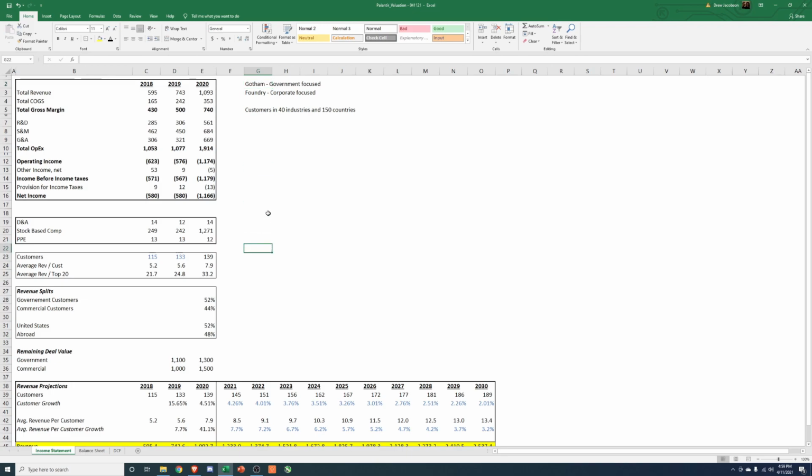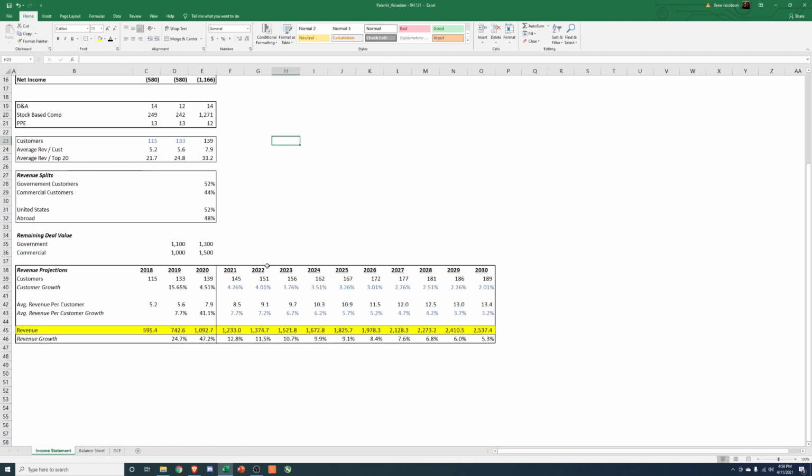And then just a couple quick notes. They have two main software services, Gotham and Foundry. Gotham is the government-focused data processing software they have, and then Foundry is for commercial enterprise. And they have customers in 40 industries and 150 countries.